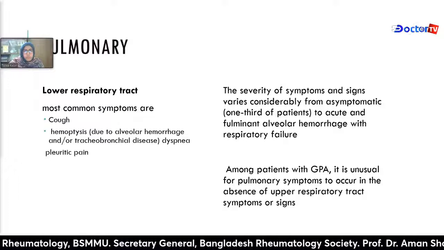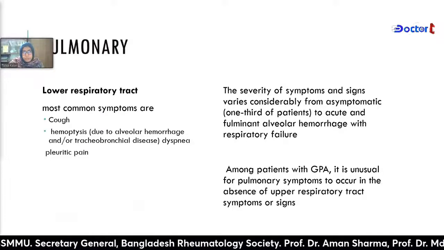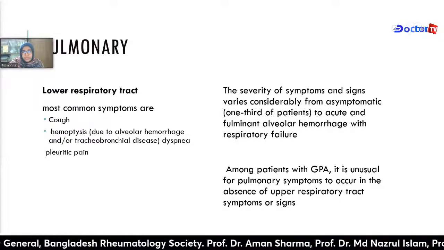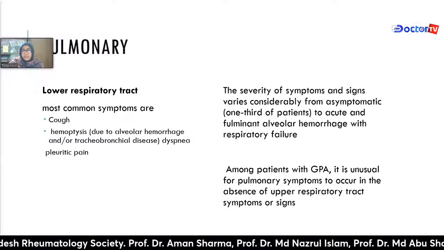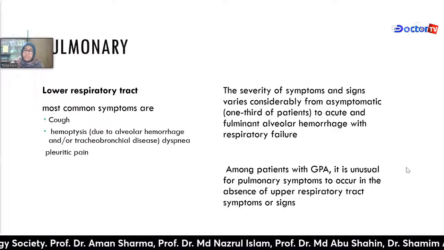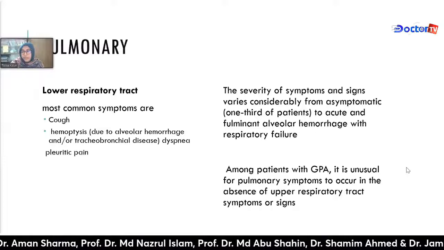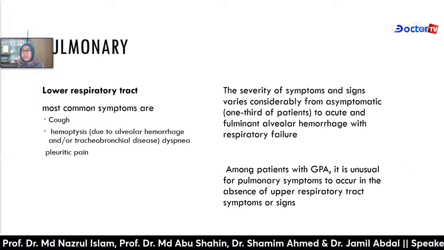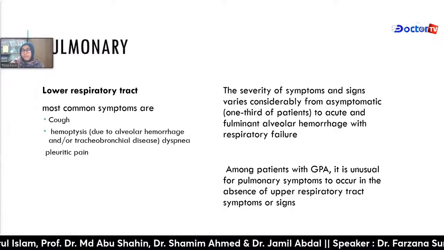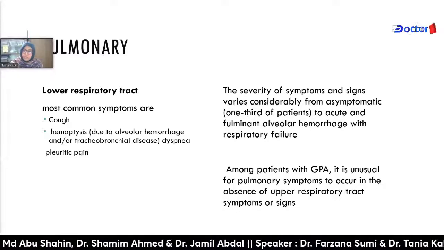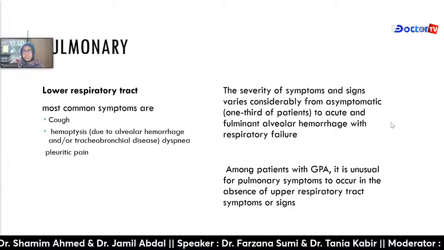The most common symptoms of the lower respiratory tract are cough, hemoptysis, and pleuritic pain. The severity of the symptoms and signs may vary from asymptomatic to acute and fulminant alveolar hemorrhage with respiratory failure. It is to be noted that among the patients with GPA, it is unusual for pulmonary symptoms to occur in the absence of upper respiratory tract symptoms or signs.